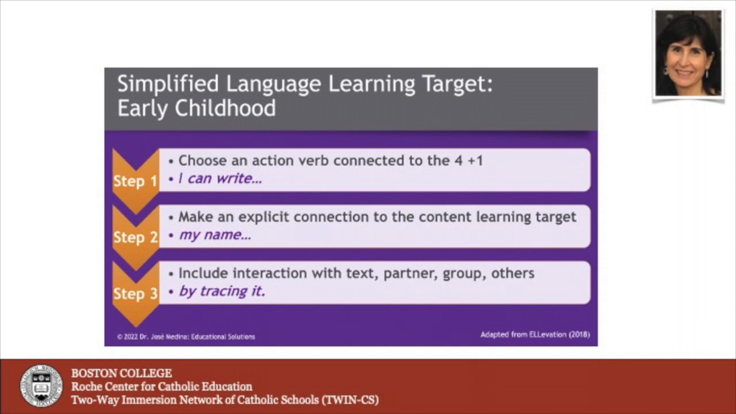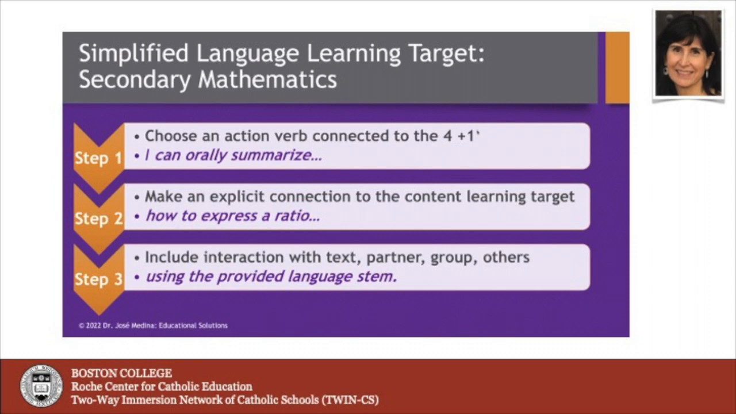So: I can write my name by tracing it. For example, in this case, it could be through a graphic or a line. It could also be, by the end of the year, I can read my classmate's name and rotate and read it back to them, etc. We will cover this much more in depth. Now, we can see as well what a language learning target would look like in secondary.